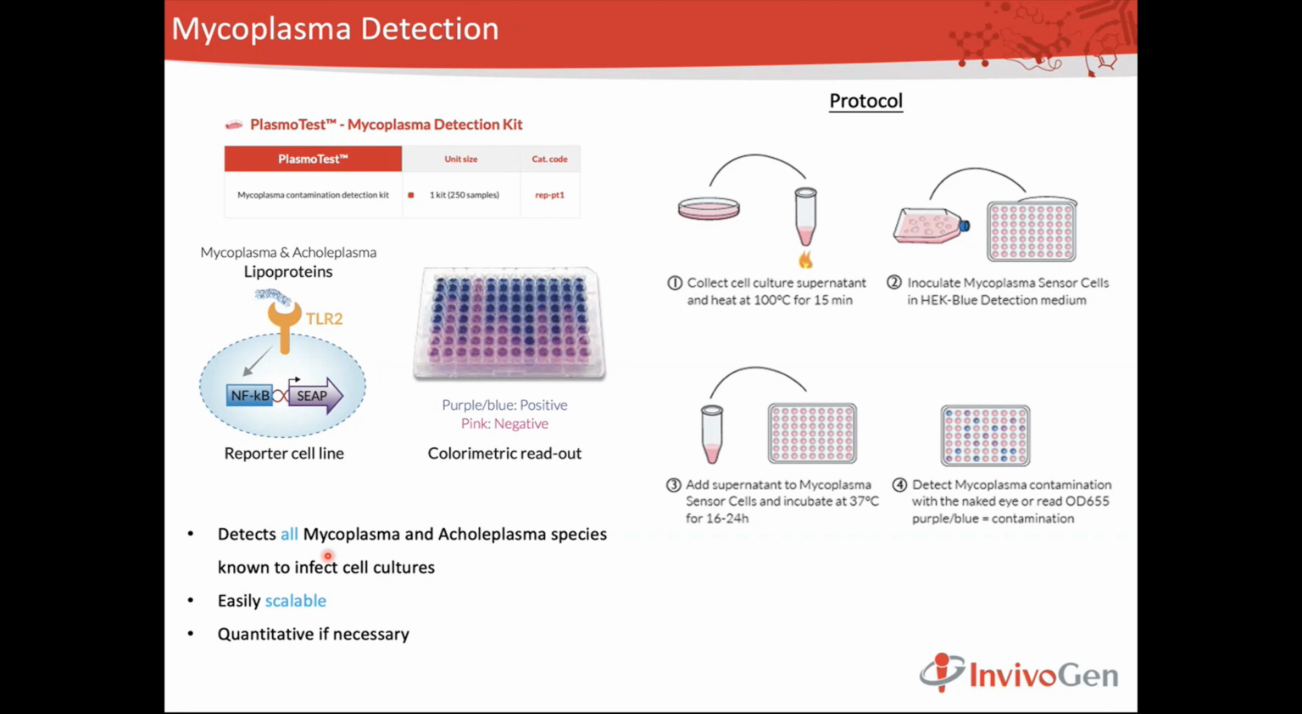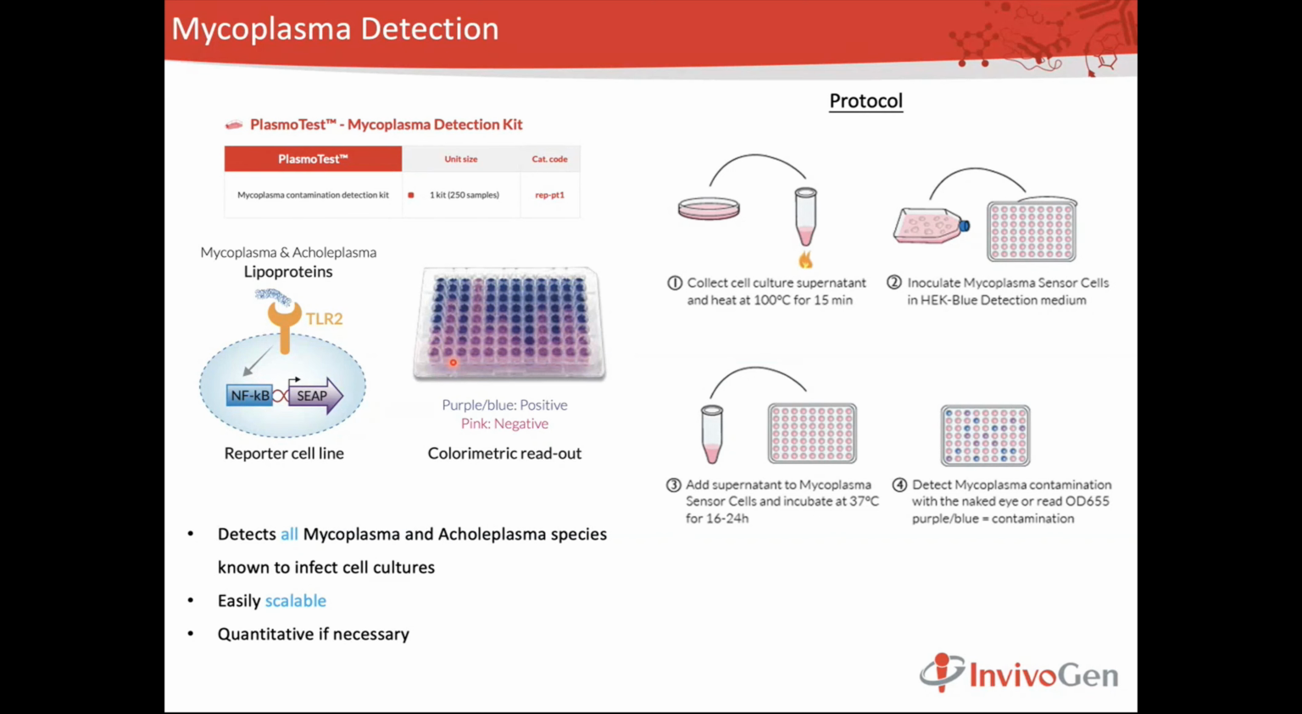The good thing about this system is that it is based on our immune system. This system has been optimized for millions of years. So it can detect all Mycoplasma and Acholeplasma species known to infect cell cultures. 100%, not 90, not 95. It can detect all Mycoplasma and Acholeplasma species. It is easily scalable. You can do a 96-well plate. If you want more, you can upgrade it.